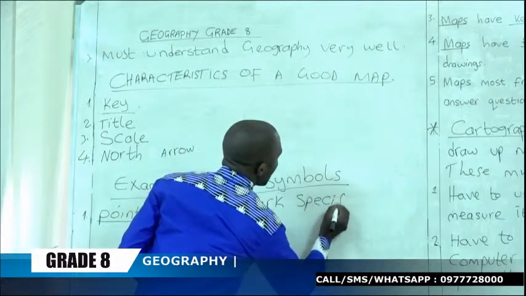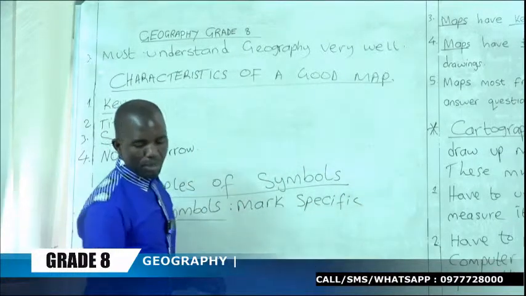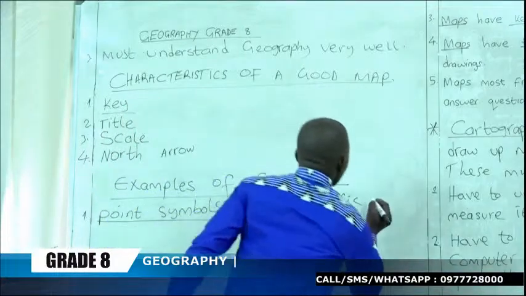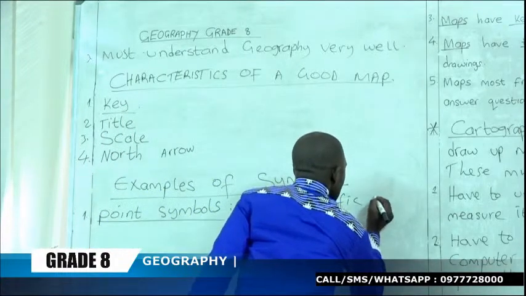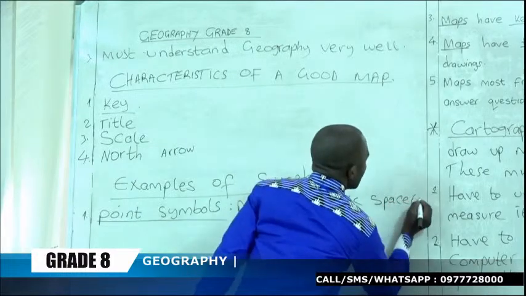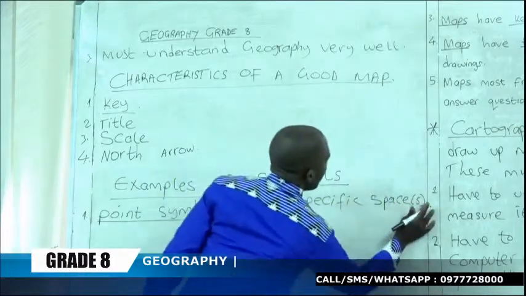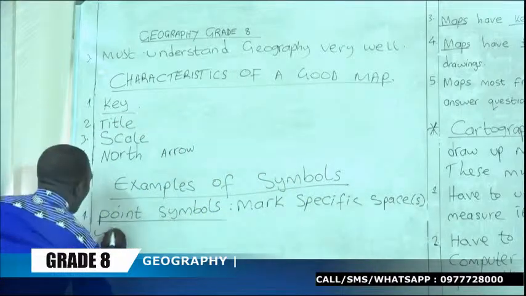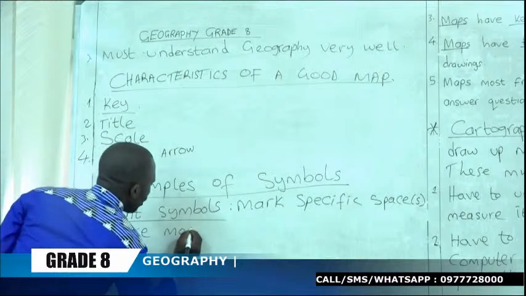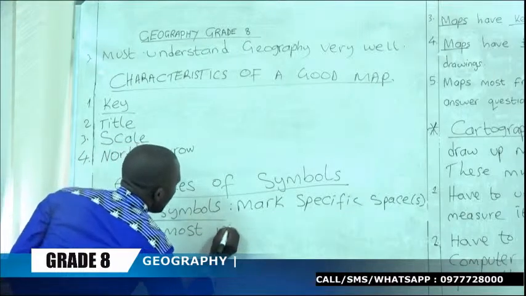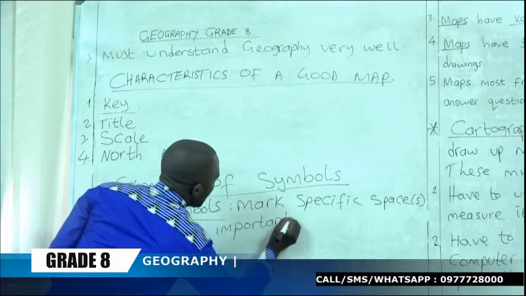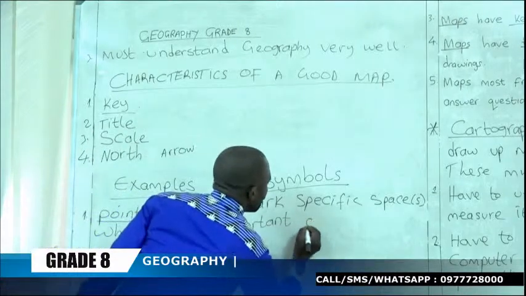They mark specific places where most important things are shown. We are referring to the map. Most important things are shown.